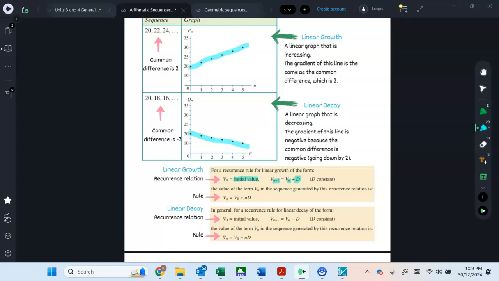And then your rule: the only things that change are your V0 and your D. So if you can work out your initial value and a common difference, there should be no reason why you would get any of these questions wrong, because you're just substituting in the initial value and your common difference. Now that's linear growth. If it was decay, the only difference is you've got a minus sign here now. It's going down, it's not going up. So your common difference is now negative.